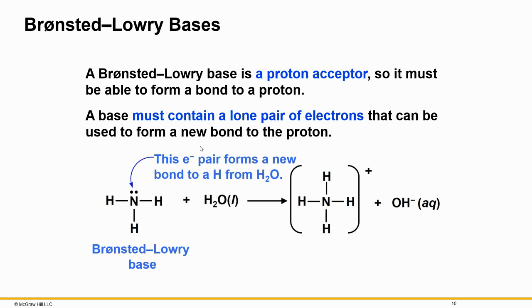Okay, so a Brønsted-Lowry base is a proton acceptor. To be a proton acceptor, you have to have a lone pair. So anything with a lone pair can be a Brønsted-Lowry base. So we're going to look at this example. This is our weak base, ammonia. Ammonia has a lone pair on that nitrogen, so that has a full octet.